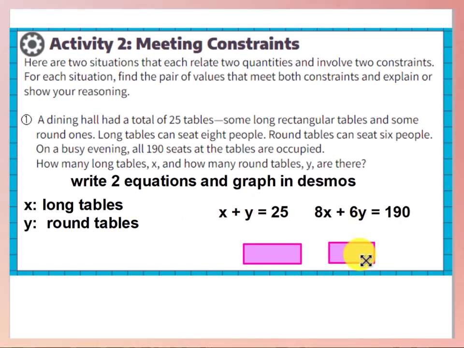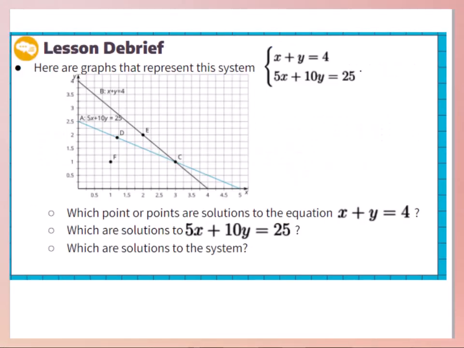Here's another example. We're not going to go through it because of time's sake. This is a short lesson, so go into the summary and glossary, read through the lesson debrief. Remember, the new vocabulary term is system of equations. System means more than one. So we have the one equation here, the second one here. We want to graph those linear equations, and where they intersect is the solution to the equation.